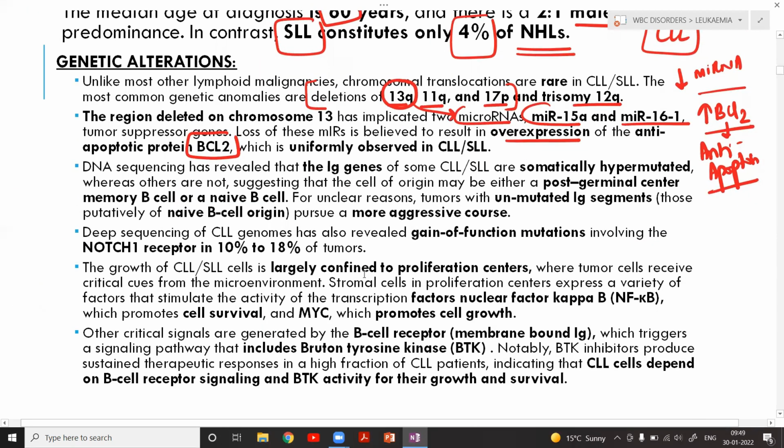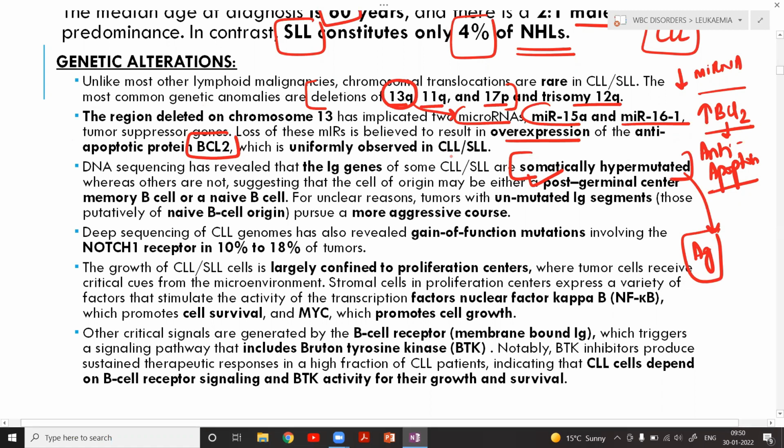Those arising from the post-germinal center B cell have an abnormality: they are said to be somatically hypermutated. What do you mean by somatically hypermutated? Those particular B cells which have encountered an antigen and are now proliferating. That means antigen-specific lymphocytes are proliferating. They are said to be somatically hypermutated.